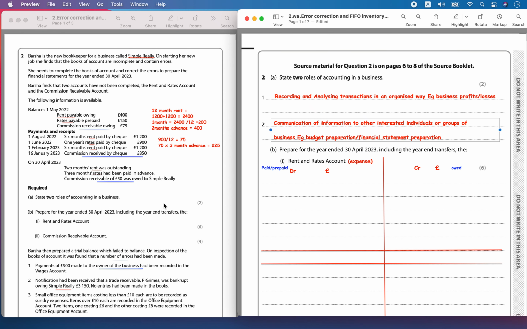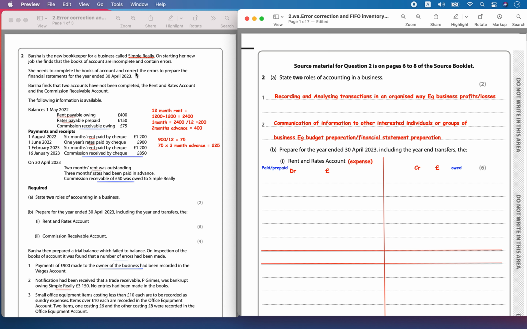Hello, today we are going to solve May 2023 paper question number 2. Okay, part 1. Barsha is a new bookkeeper for a business called Simple Really. On starting her new job, she finds that the books of account are incomplete and it contains errors.